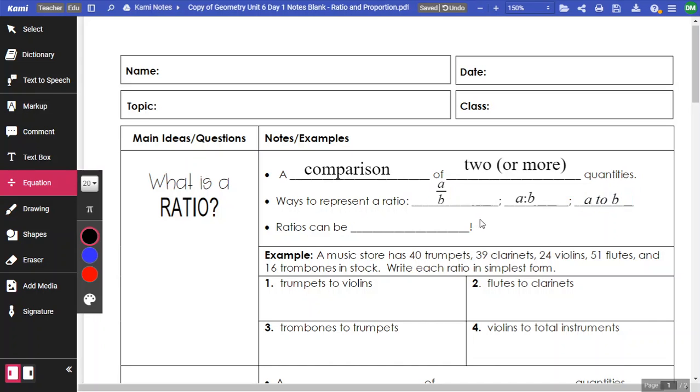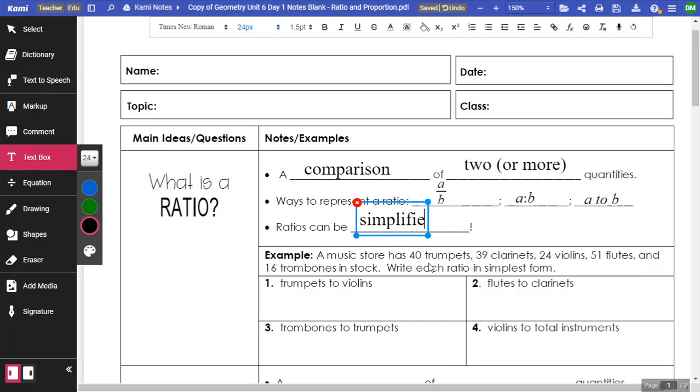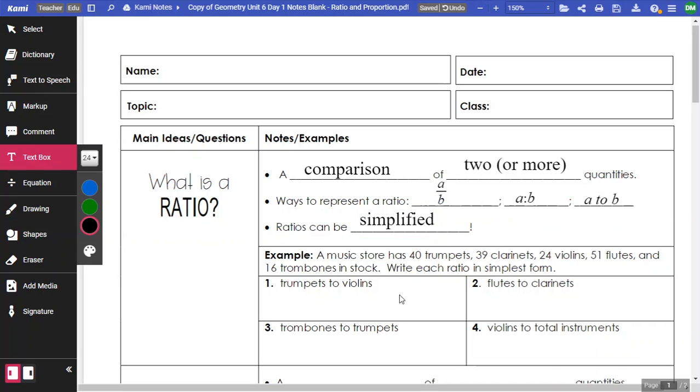And these all read the same way, A to B, but we just write them different ways, and they simplify a lot like fractions. In fact, they simplify exactly like fractions. So ratios can be simplified. Okay, let's look at a couple examples of these in action. We'll get some ratios from our music store example here, and then we'll simplify them down into simplest form.